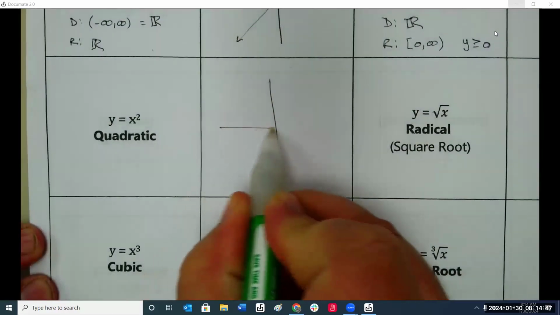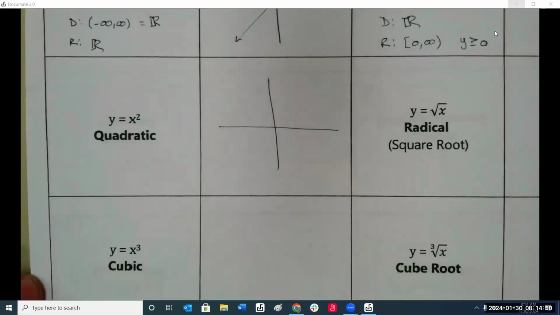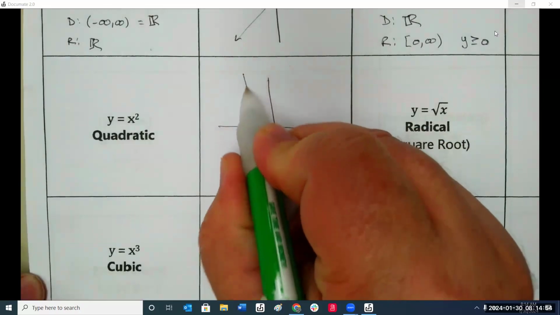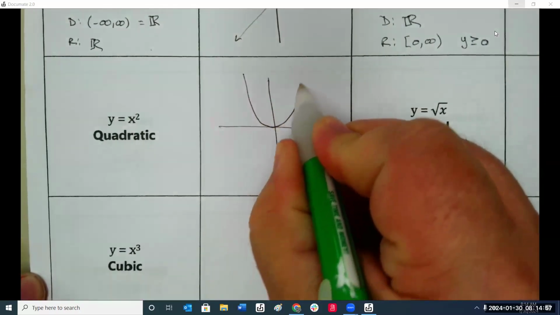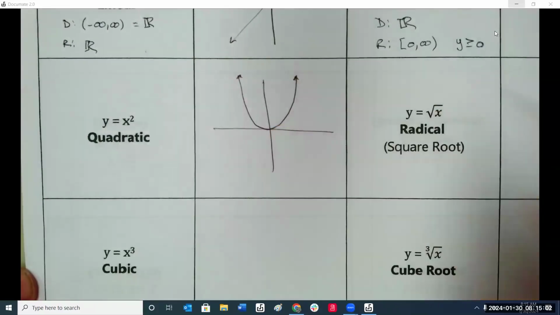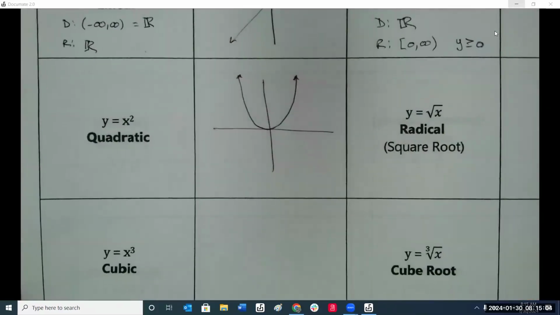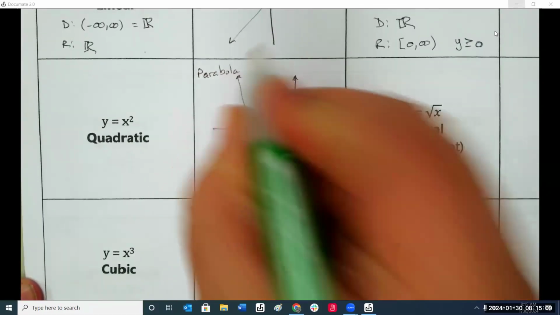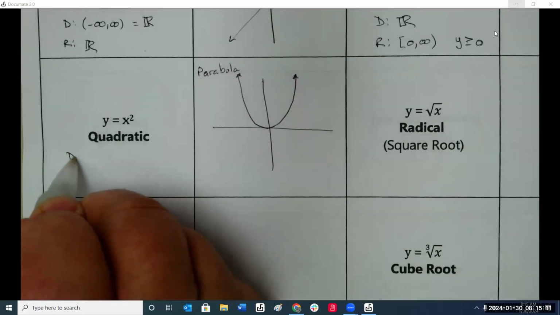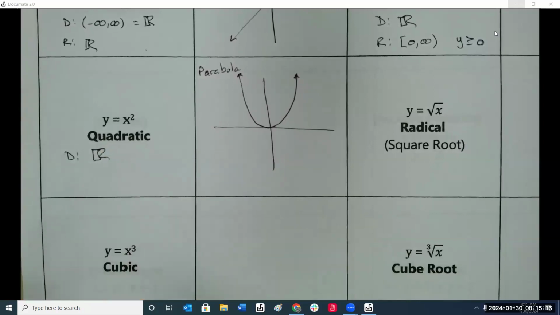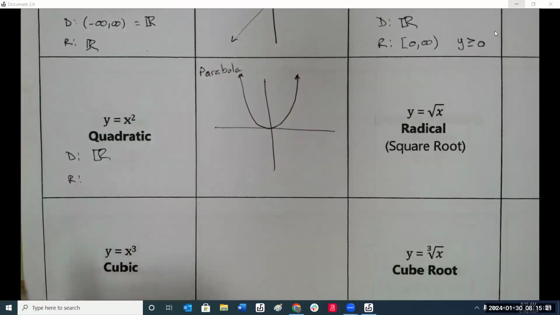Quadratics. Very good. What is the name of that graph? Right. A parabola. What's its domain? Pretty much if you say all the numbers, you get most of these right. What's the range?